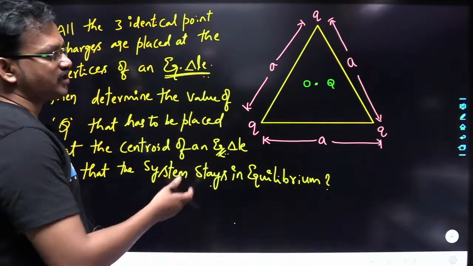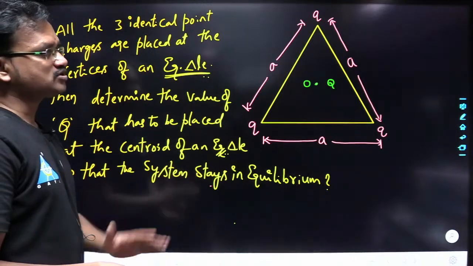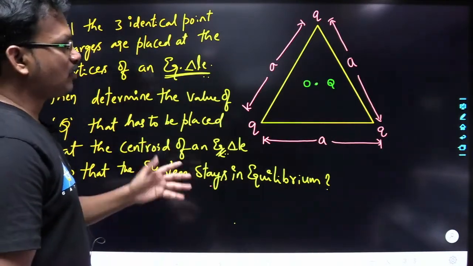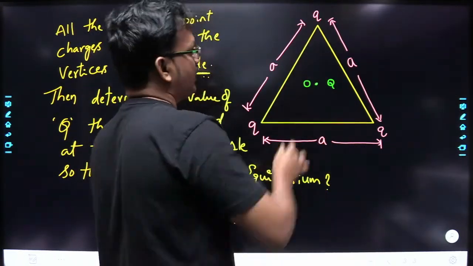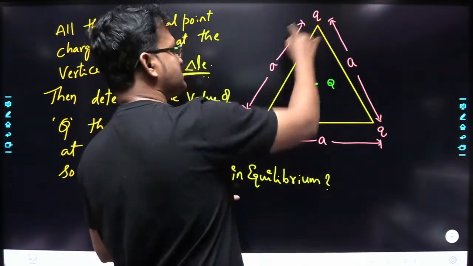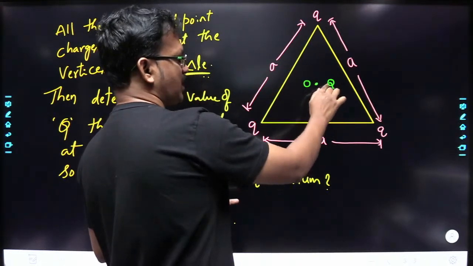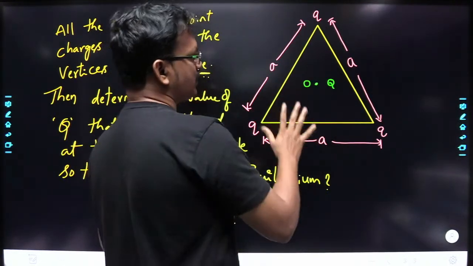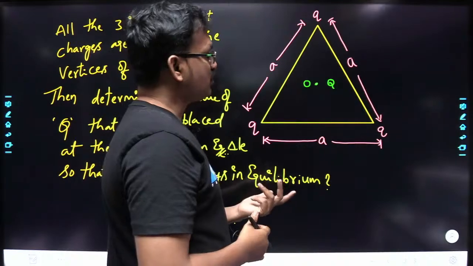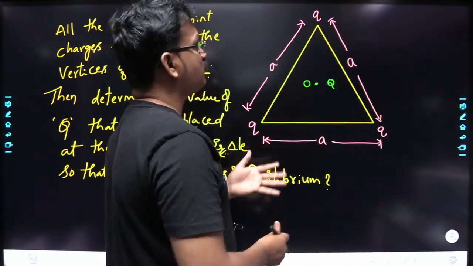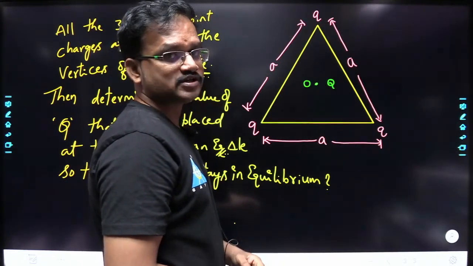So this problem is almost similar to the previous problem, right? What we have done is, instead of taking a square, here I have considered an equilateral triangle. At the vertices of the equilateral triangle, you have placed 3 identical point charges. Now exactly at the centroid, what must be the charge capital Q that has to be placed so that this total system stays in equilibrium? That means the net force on each and every charge must be equal to 0.